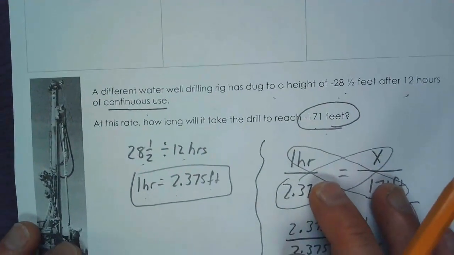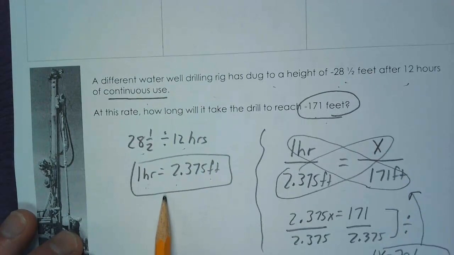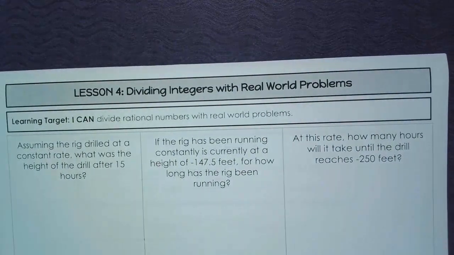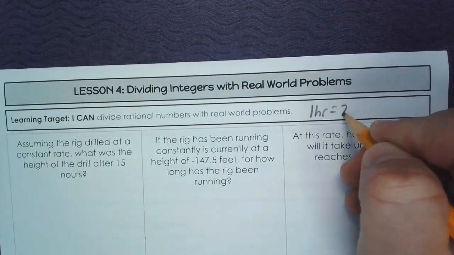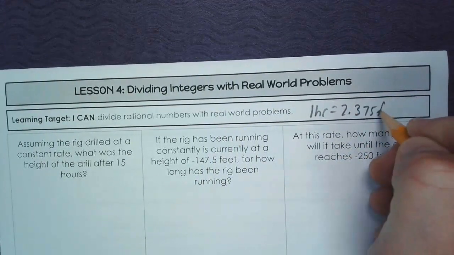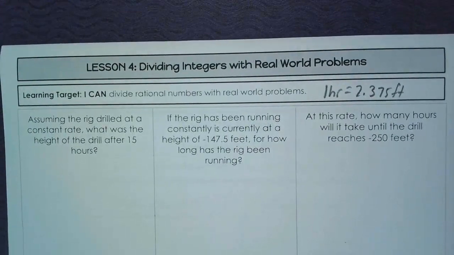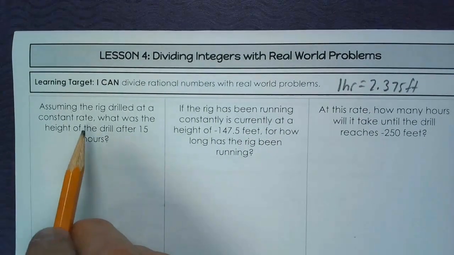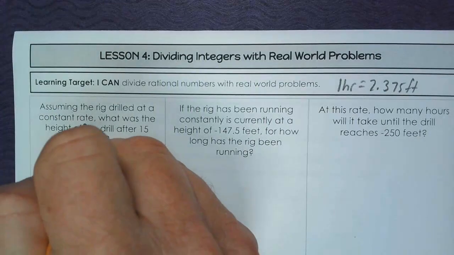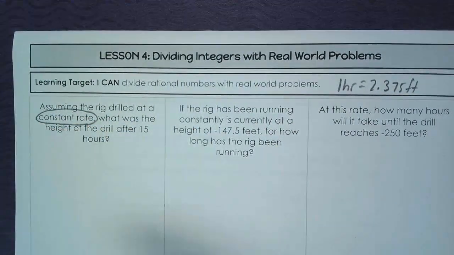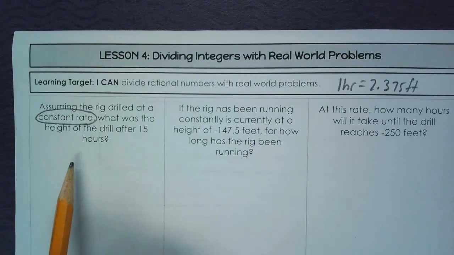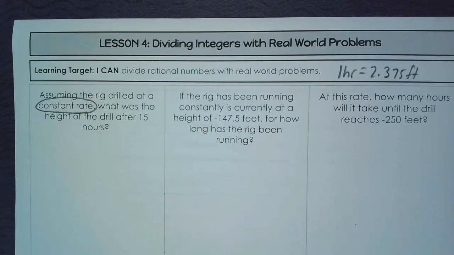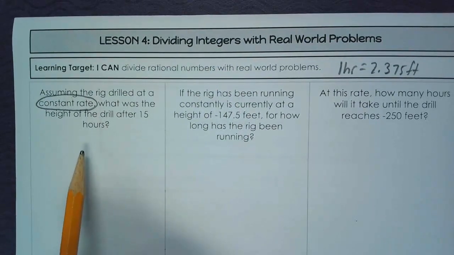Now, the key is I'm going to use this 1 hour rate of 2.375 feet. So I'm going to put it right here: 1 hour equals 2.375 feet. So I can refer back to that information. Here's the first word problem. Assuming the rig drilled at a constant rate, the word constant rate is key. What was the height of the drill after 15 hours? So basically it wants to know how far the drill drilled after 15 hours.